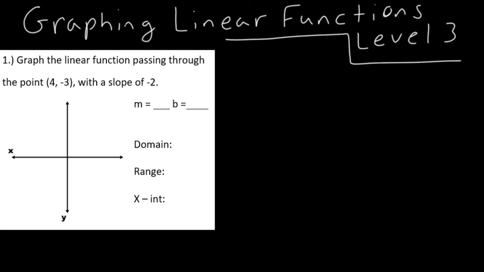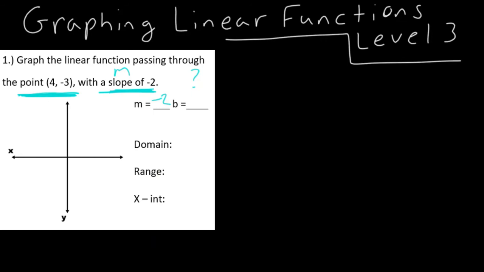And let's do a couple things. First, let's go ahead and circle or underline point 4, comma negative 3, and let's underline a slope of negative 2. Now remember, in order to graph a function, you always need a slope and a y-intercept. So we already know our slope is this negative 2. Remember, the word slope can be represented by the letter m. However, we really don't know what our y-intercept is in this case because we're not given a function.